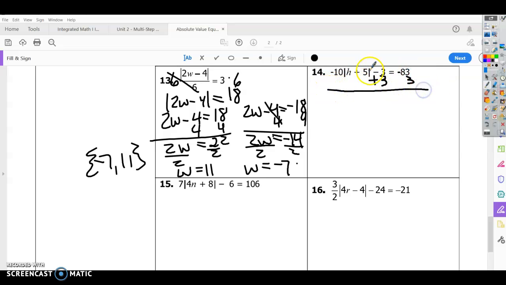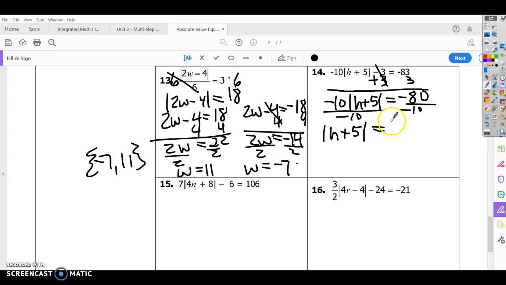In order of operations, you multiply and divide first, but when you're solving, you do that in reverse. All right, and then negative 83 plus 3 is negative 80. And then I have to divide by negative 10 because we're still trying to isolate the absolute value. So that's going to give me the absolute value of h plus 5 equals negative 80 divided by negative 10, which is a positive 8.